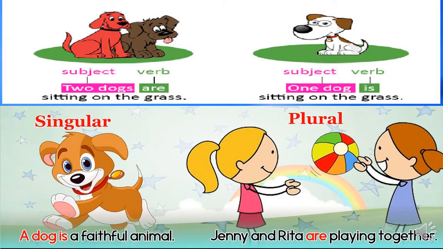Next we have a dog is a faithful animal. A dog is a singular subject which is followed by the singular verb is. So that becomes a dog is a faithful animal. Jenny and Rita, it is a plural subject because we have two people there, and then that is connected with the verb are because it is a plural subject, we have a plural verb. So the sentence becomes Jenny and Rita are playing together.